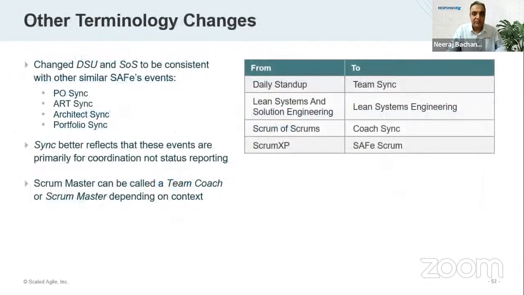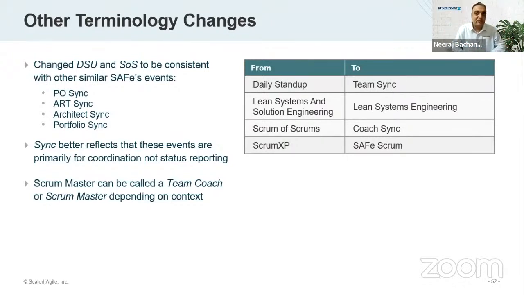And a very interesting change, and this is probably going to be the last one for today as well, is the usage of the word sync at all levels. The term daily stand-up was popularized by SAFe, although Scrum calls it a daily Scrum, as you all know. But we all know during COVID times, sitting at home, you possibly cannot do a daily stand-up. So that's where the daily stand-up has now been called team sync. And similarly, the other events in SAFe, the PO sync, the ART sync, there's an architecture sync and a portfolio sync also, which is better suited, because sync means everybody coming together for alignment, for coordination, and it's not a status reporting meeting.